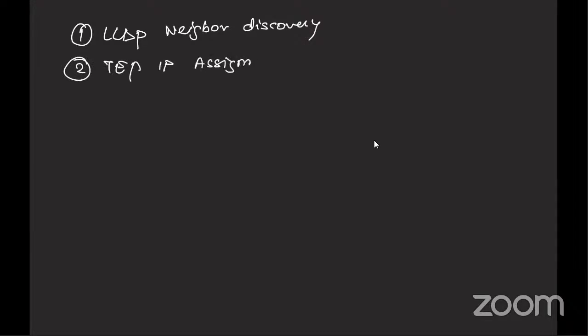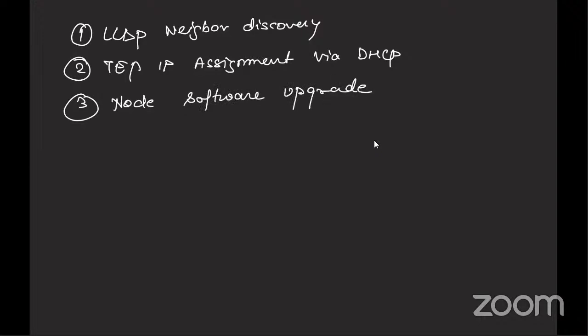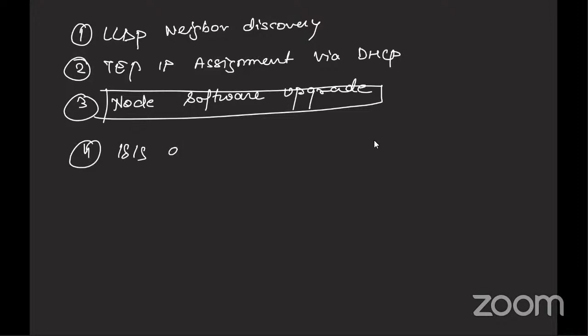First of all, your LLDP is going to start and it's going to do neighbor discovery. After that, your TEP IP is going to be assigned via DHCP. The third one is your node software upgrade. Okay, so if it wants an upgrade, for example, your APIC is running on the new version which needs an upgrade, then it's going to do the software upgrade. Okay, after that, it's going to do the ISIS adjacencies.